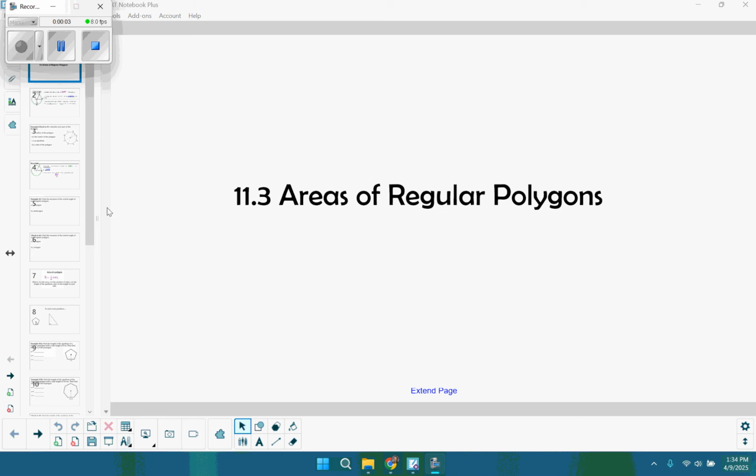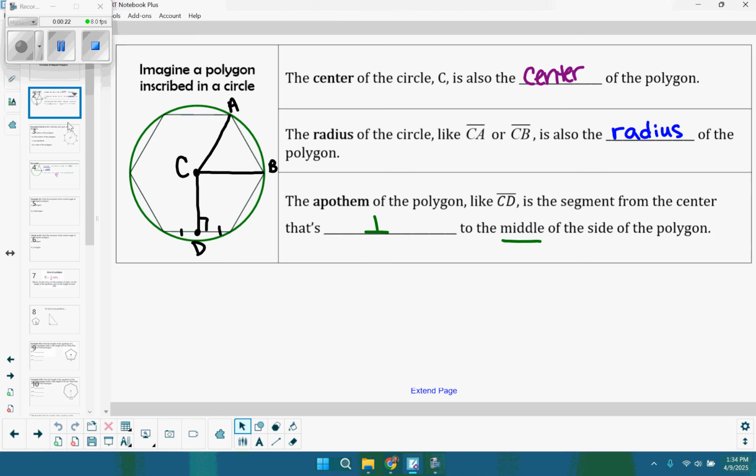This is section 11.3. We're going to talk about area of regular polygons. So we do have to remember that regular polygons are polygons that are equilateral and equiangular. So just that's something to keep in mind.